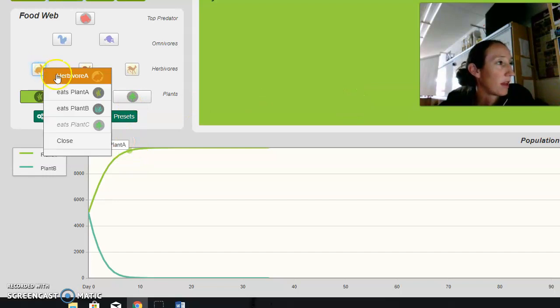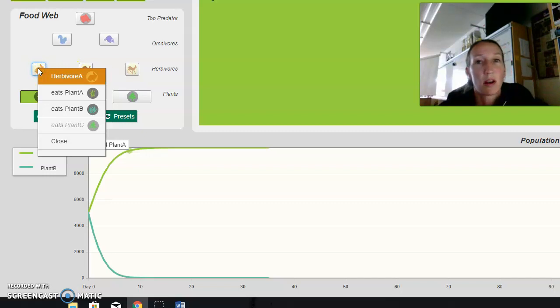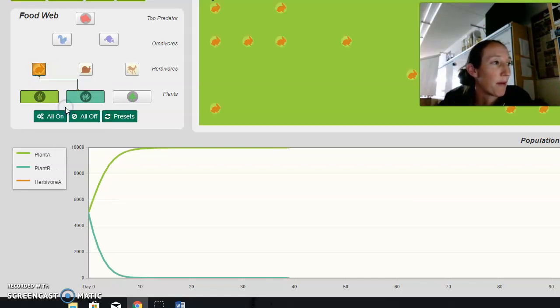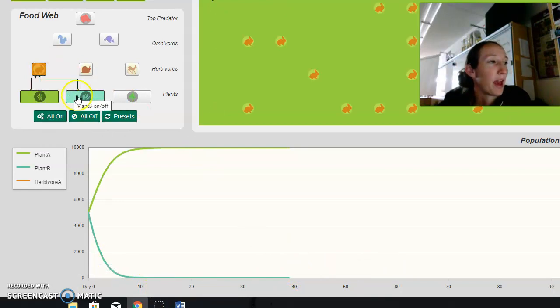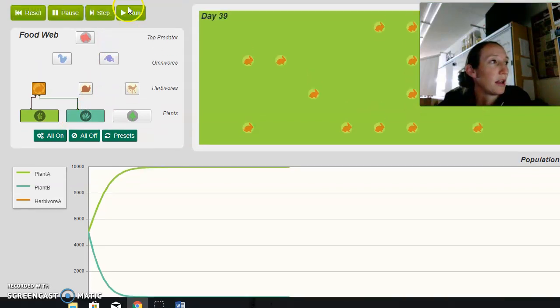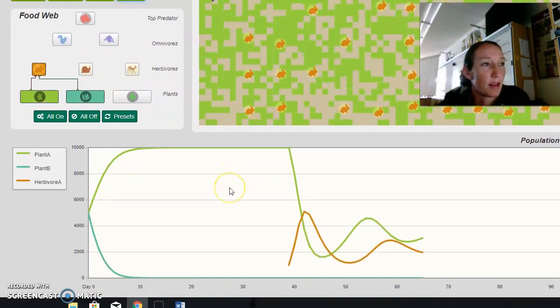So I'm going to click on this herbivore A. Now you decide what it's going to eat, but keep in mind, plant B is at 0. So even if I say eat plant B, it doesn't matter. There's no plants for it to eat. So I'm going to put it's going to eat plant A. And then I'm going to go ahead and hit run. And let's see what happens in the simulation.